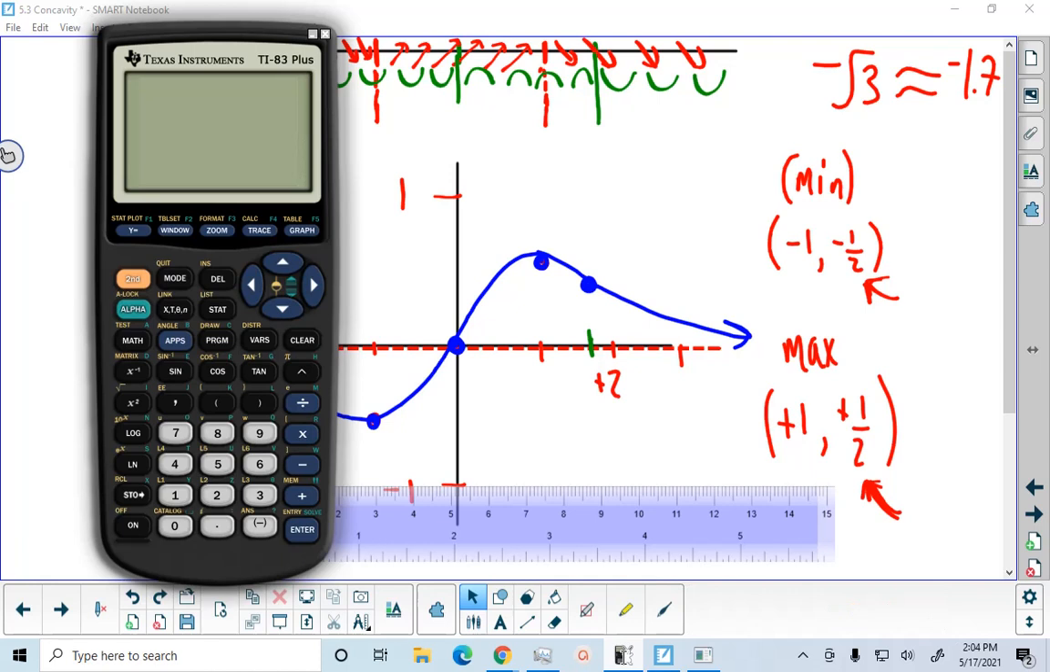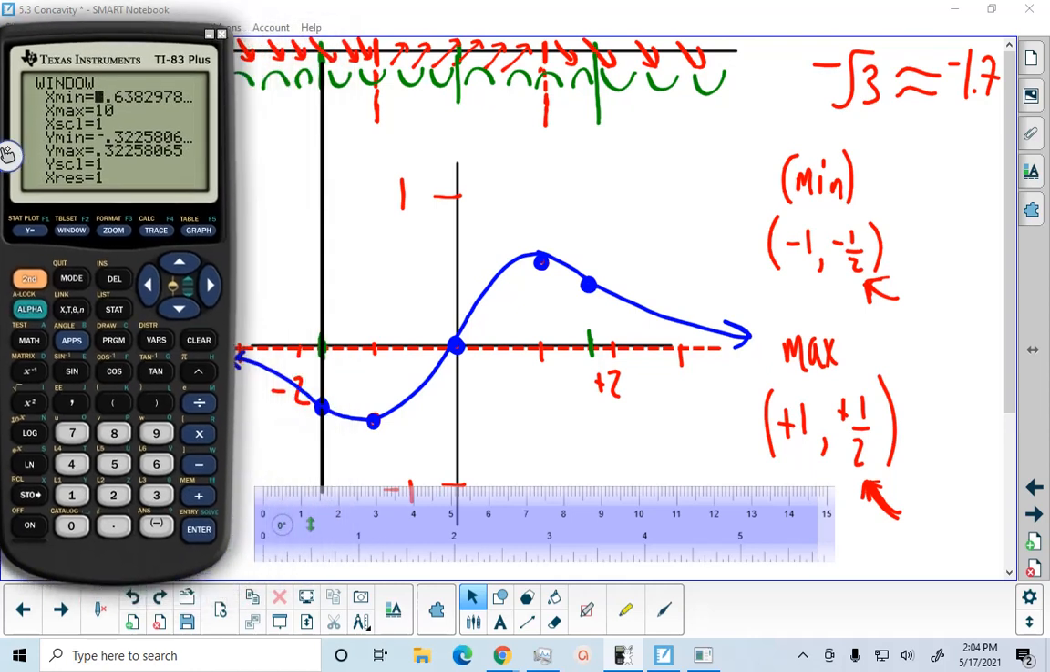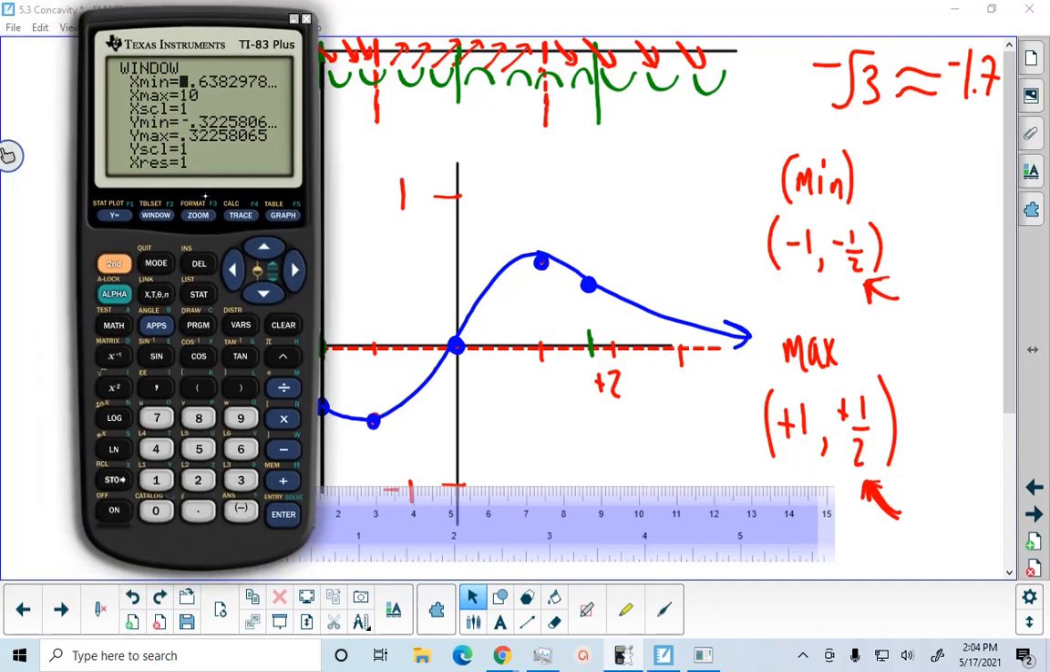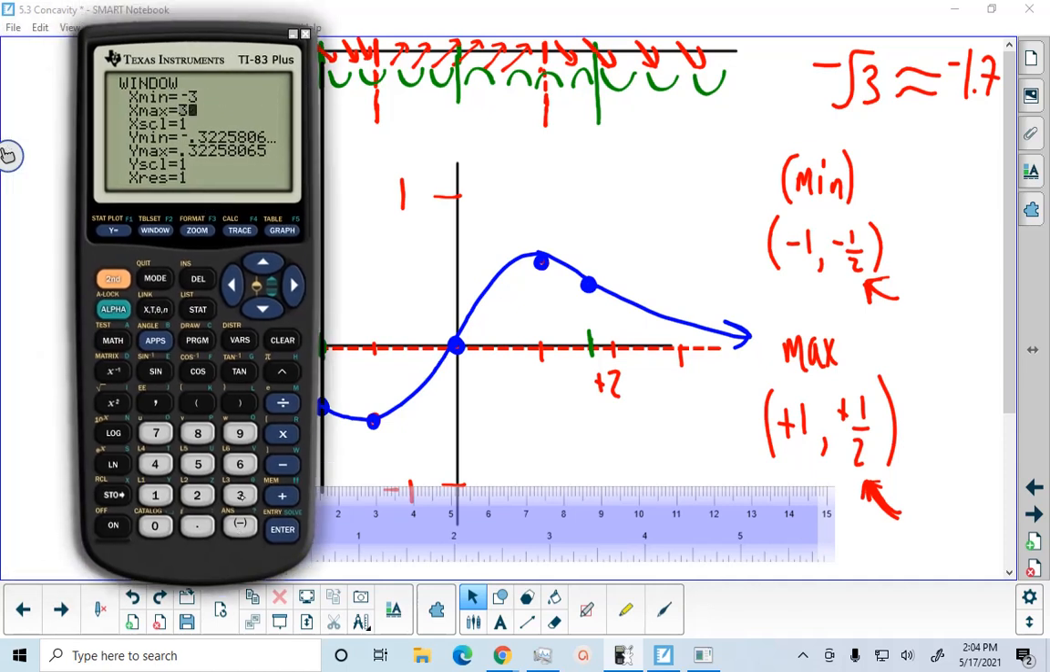If we take a look on our graphing calculator, what did we have? x over brackets x squared plus 1, end bracket. Let me scale it to the same window settings I have here from -3 to 3. We go from -1 to 1? Sure. -1 to 1.